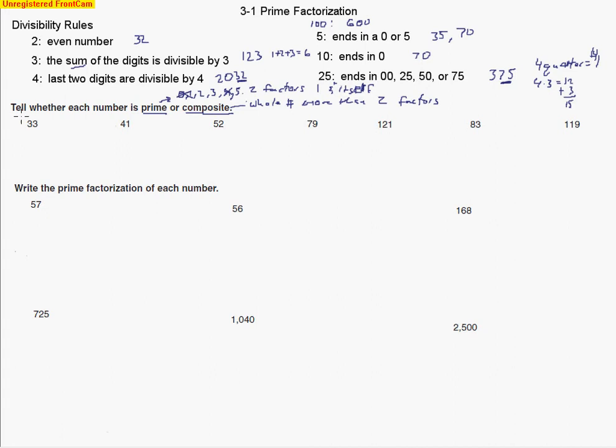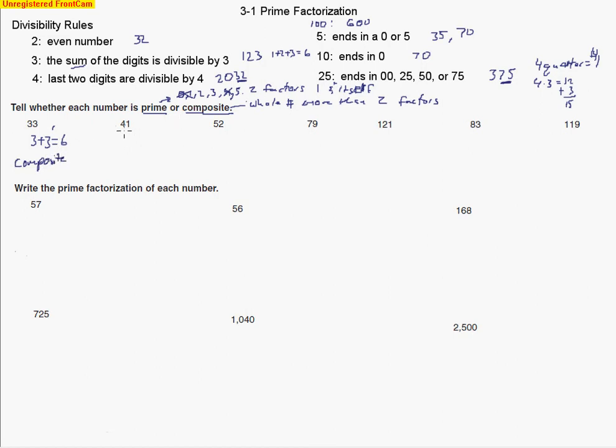And so if I look at this, I use the divisibility rules. Can I divide it by 2? No. Can I divide it by 3? Yes. I can take 3 plus 3 equals 6. So I know that 3 goes into 33. So I would say that is a composite number.